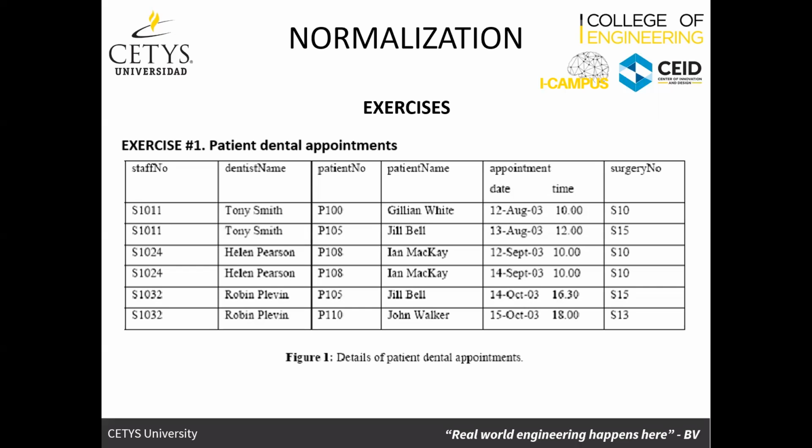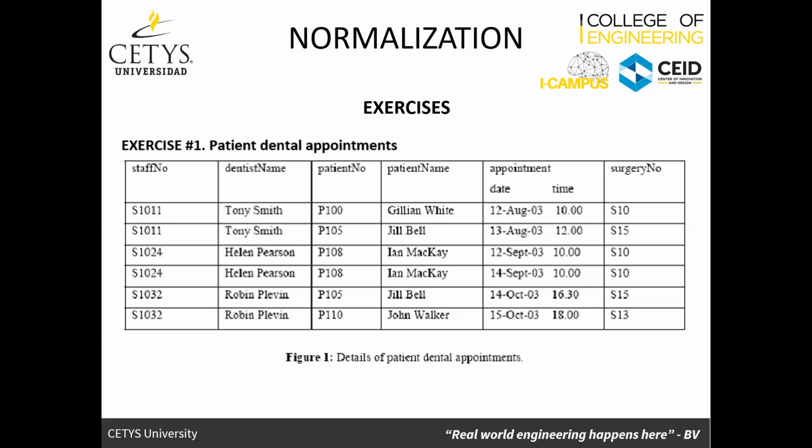So the first one, we have this table that had to do with patient dental appointments. We can clearly see in the table that this table doesn't necessarily comply with the normalization rules. First off, we've got some partial dependencies there, and we've got some values that might be able to be separated as well. So we need to convert that into normalized form.